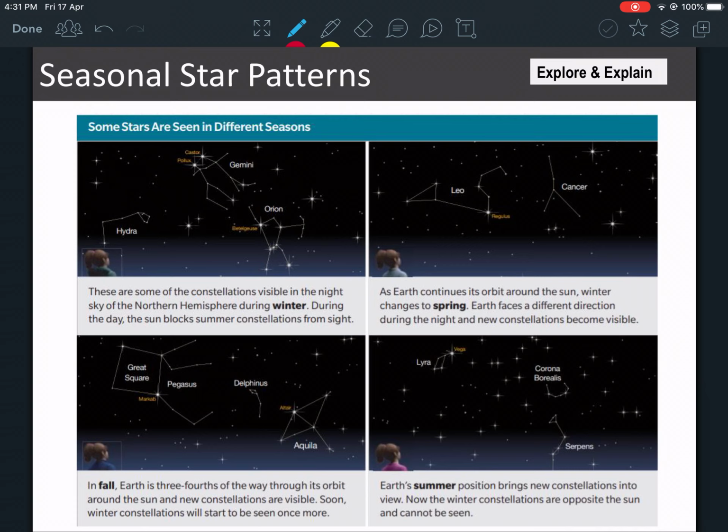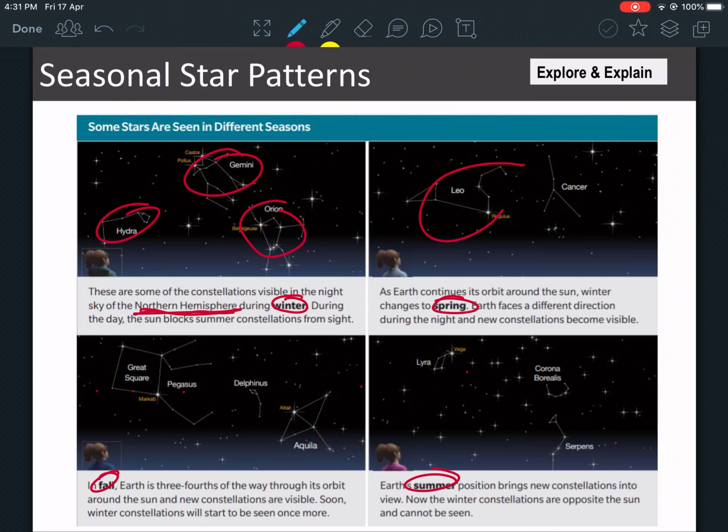Seasonal star patterns. In the winter, it's different. In the spring, it's different. In the fall, it's different. In the summer, it's different. These are some constellations visible in the night in the northern hemisphere. So we're talking about the northern hemisphere. Doesn't mean we can see them from the UAE. But in the northern hemisphere, they can see Orion, Gemini, Hydra in the spring. So it's different during the seasons. It's not the same.